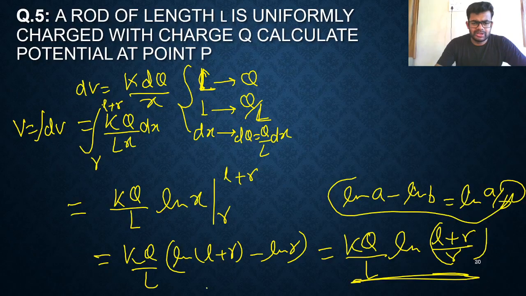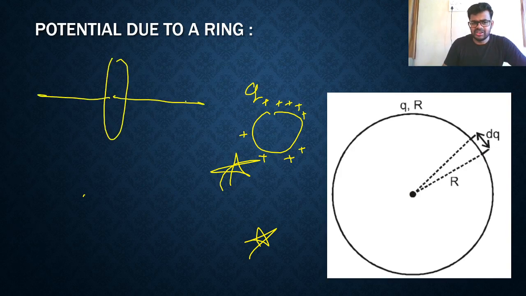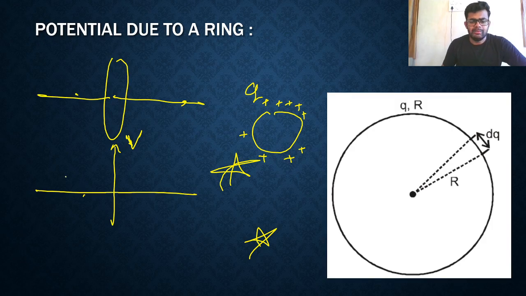Next I'll talk about this. Due to a ring, remember the curve will look like this. This is a ring, and I'm saying this direction and this direction, the point can be anywhere. So I'm writing this is the potential V, in this direction and this direction. Drawing in any direction, the potential will be positive only because the charge is positive. So it will look like this.